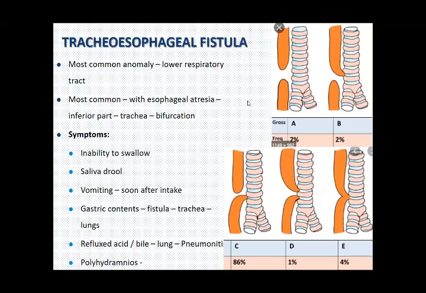So this is the commonest type। commonest type आपको मैंने बताया है, commonest type is the one जिसमें the upper end of the esophagus ends blindly। upper part of the esophagus ends blindly, अभी मैंने आपको दिखाया था, ठीक है, वो ये टाइप थी। anyway, अब ये जो lower part of esophagus का है, this communicates with the trachea close to its bifurcation, the lower part of the esophagus communicates with the trachea। अब इसका रिजल्ट क्या है?